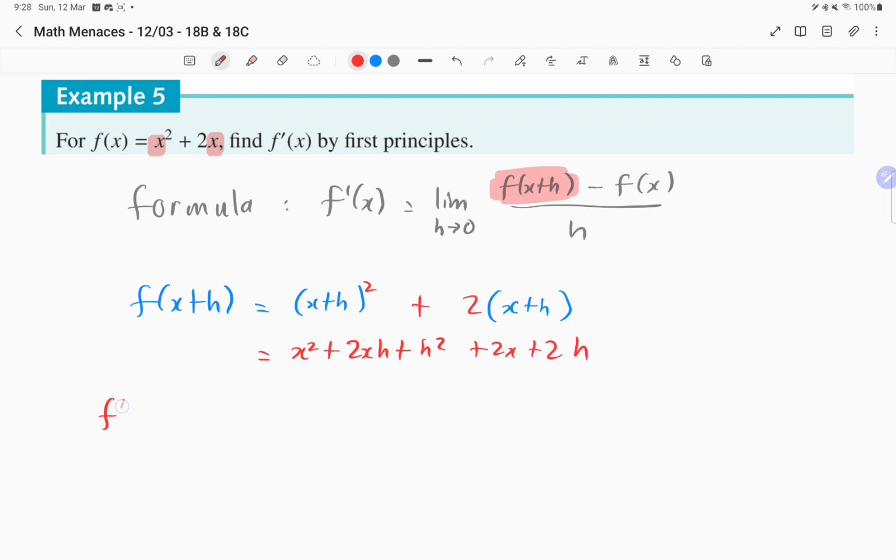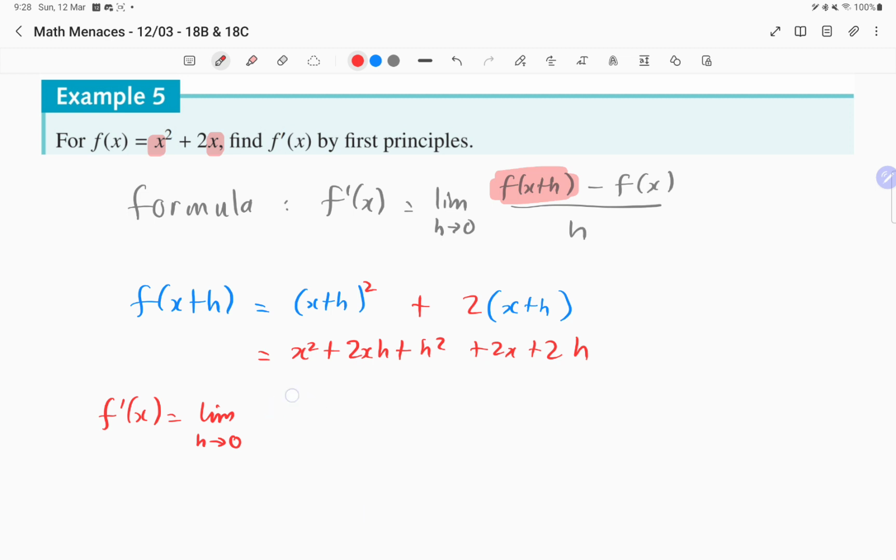So now we can write f dash x, or the derivative, is equal to lim h to 0. Remember, we're always finding lim h to 0, finding what happens when the distance gets closer to 0. And f of x plus h, which is, you can go straight to the answer here.